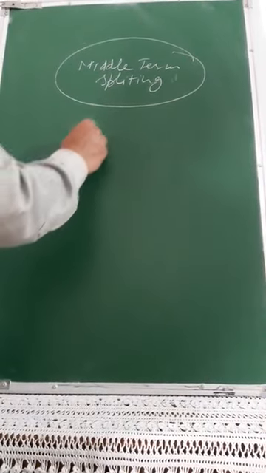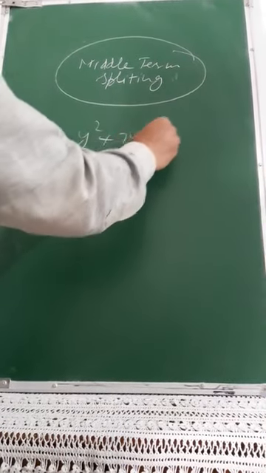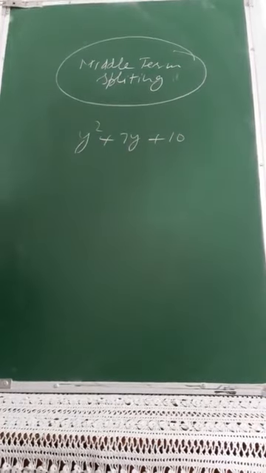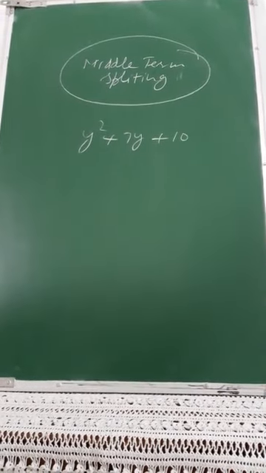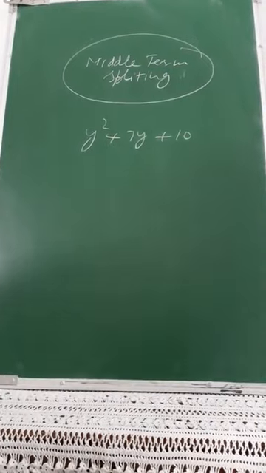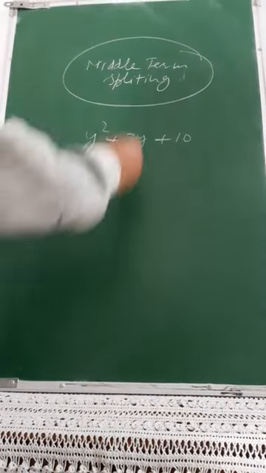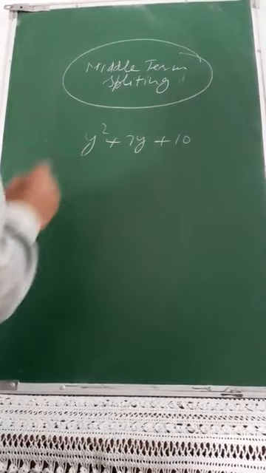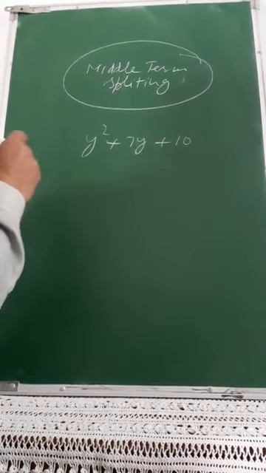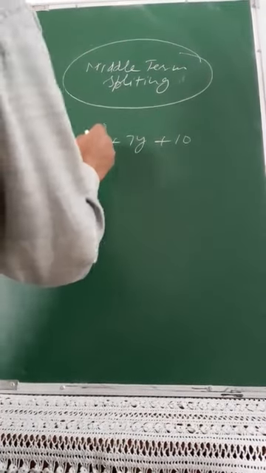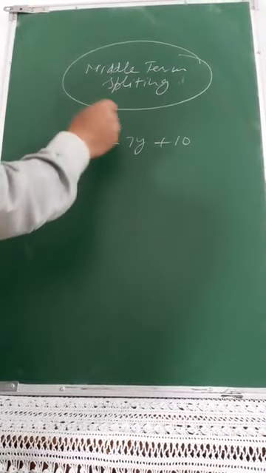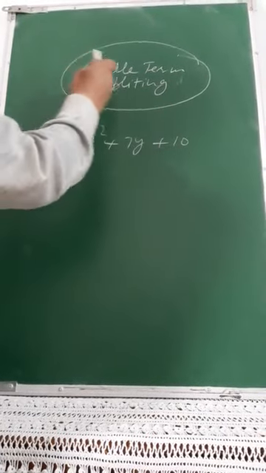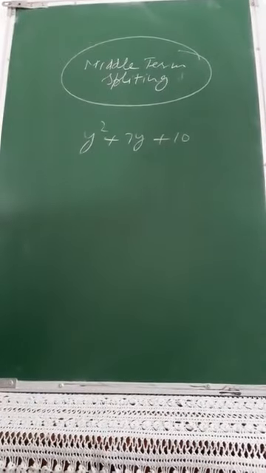This is applicable only and only for your algebraic expression of degree 2. Like suppose I am writing here y square plus 7y plus 10. Suppose this is the algebraic expression given to you, and I need to factorize this. So my focus will be to split the middle term so that I can get the factors of this. What to do? Your step number 1, when you have to factorize by splitting the middle term.